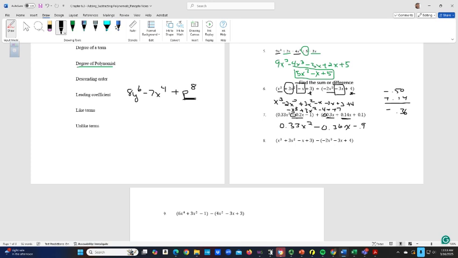Okay, so 8 is a little trickier because 6 and 7 have been plus. 8 is subtraction, right? So you have to imagine that this is an imaginary 1 and it's going to distribute into every term in the parentheses. Therefore, this term becomes positive 2x to the third plus 3x plus 4, right?